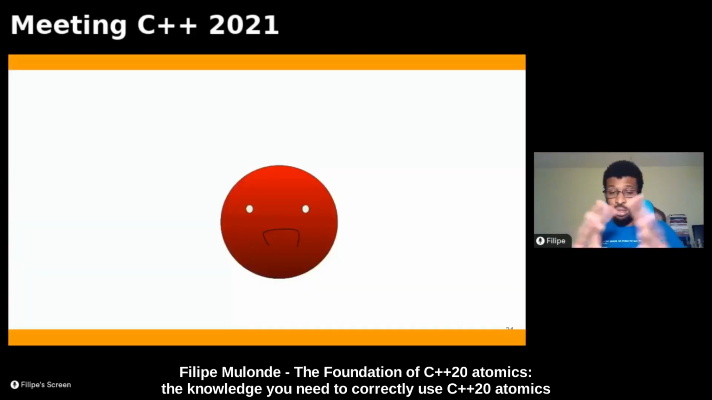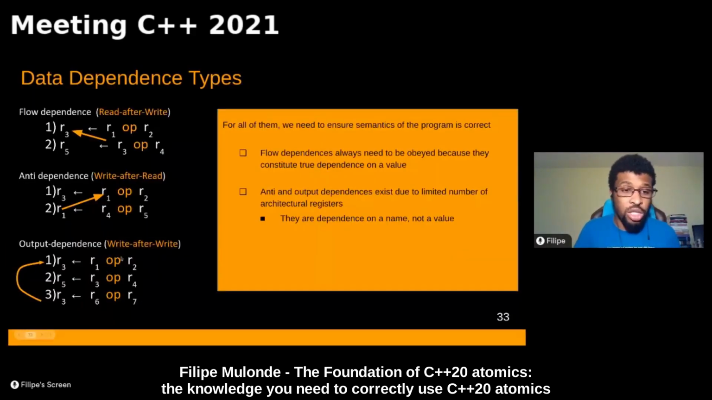So there are a lot of techniques that are used to eliminate the anti and output dependencies. For example, computer architects use buffers to perform renaming. The flow dependencies cannot be eliminated. They can only be tolerated, and they are tolerated by using restricted data flow machines.